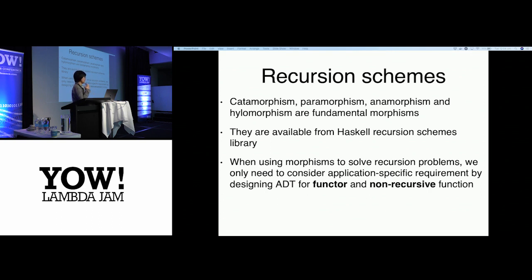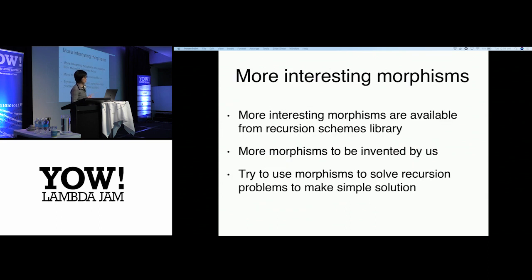Therefore, if we use these morphisms to solve some recursion problem, what we only need to do is consider the application-specific requirement by designing the functor and the non-recursive function, and that's it. Of course, in the real world, there are many more morphisms available from the recursion schemes library. Sometimes we find that it's still not sufficient, and we may need to consider inventing some ourselves to solve our own problem. Therefore, try to use morphisms to solve the recursion problem to make it simpler.